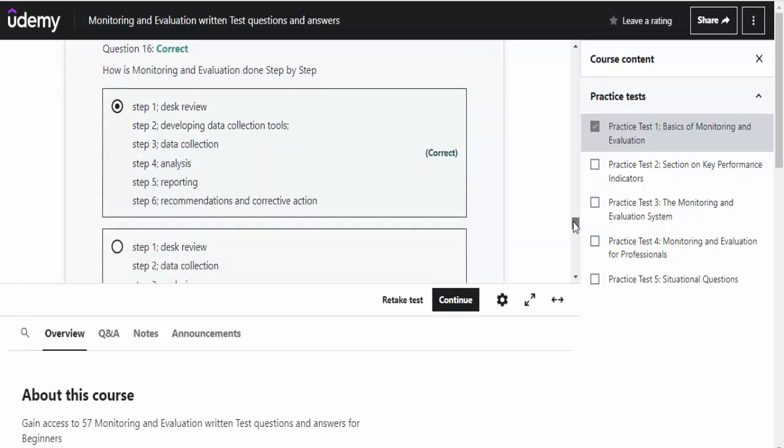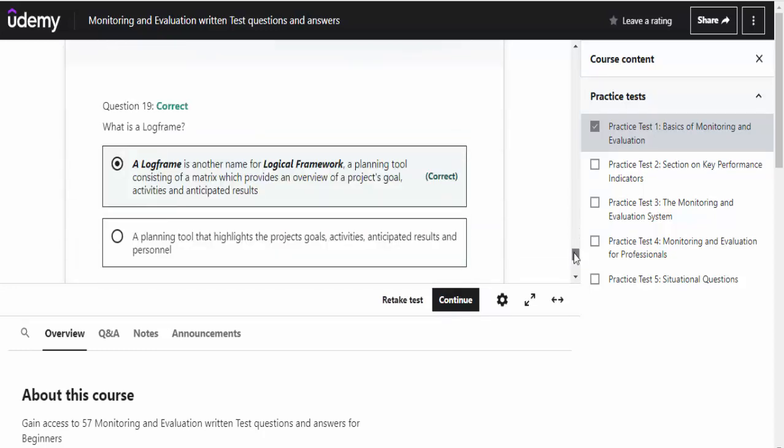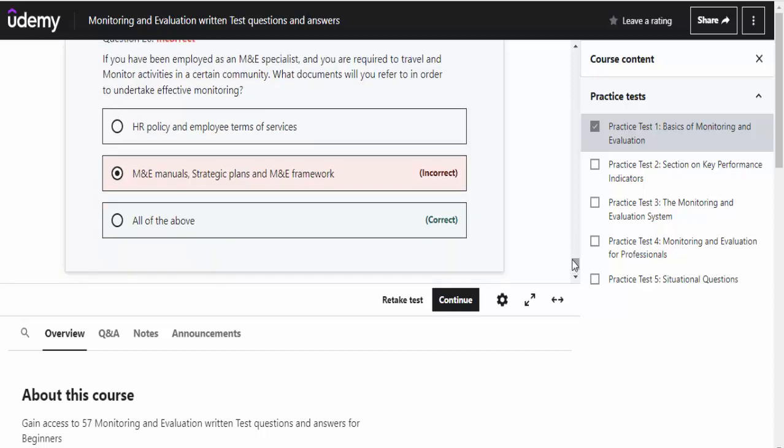Yeah, so that was correct. So you can see it gives you instantly what is correct. Okay, so all of the above. So you see why I say this was quite tricky. Yeah, it was quite tricky indeed. So I think I was looking at it in the sense that when you're doing your monitoring, you're also going to look at your field staff and see whether they are actually fulfilling their role as M&E officers. Okay, so that's why I think I got it wrong. I didn't take that into consideration.